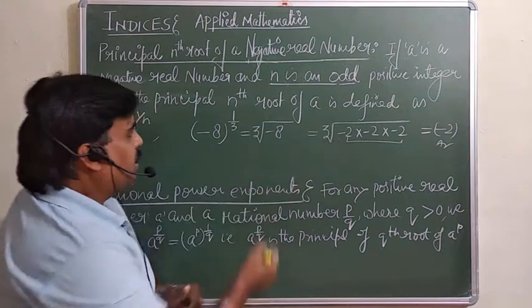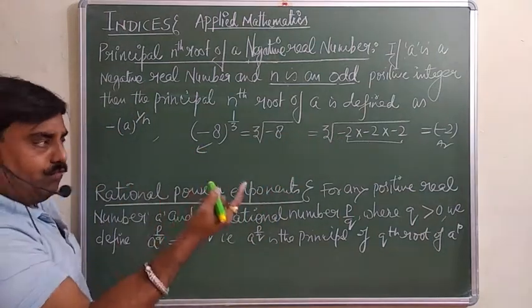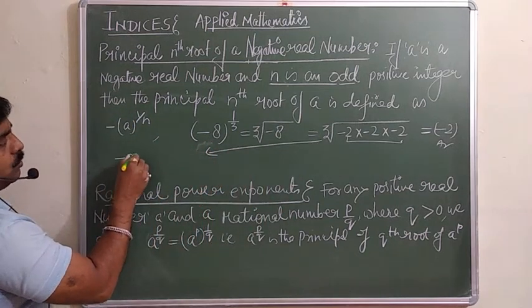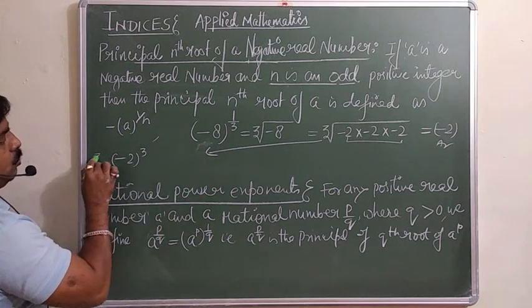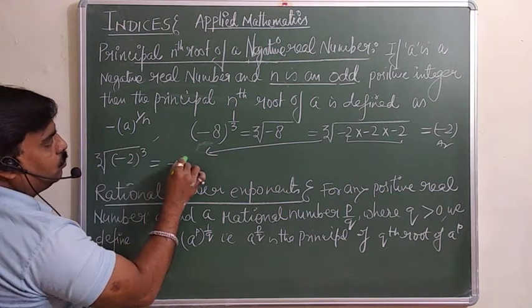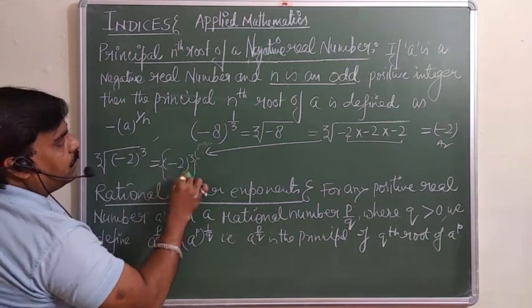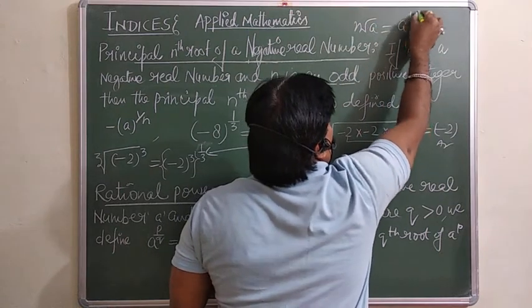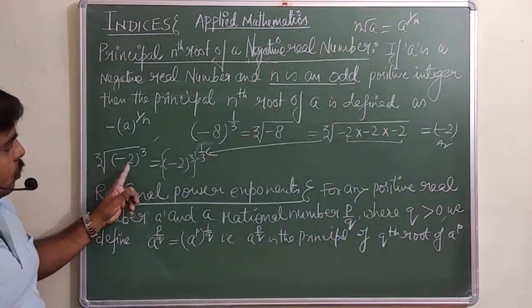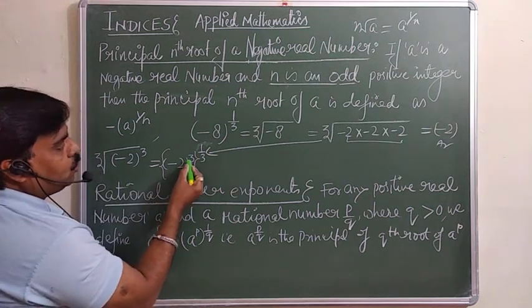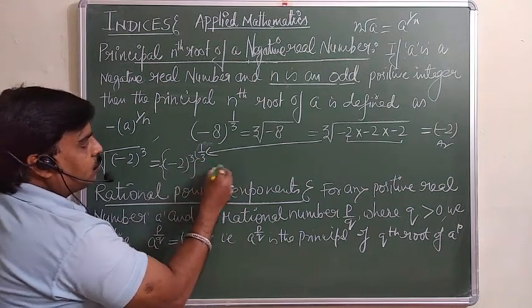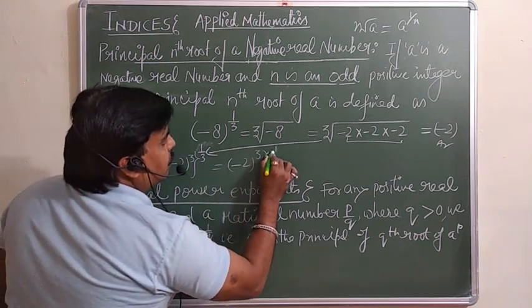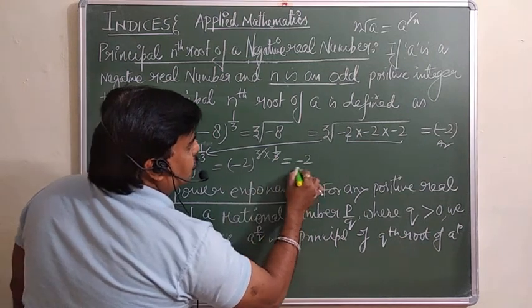What exactly are we doing? This can be written in exponent form. How will we write it? Minus 2 whole raised to power 3, the cube root of this, can be written as minus 2 whole raised to power 3 whole power 1 over 3. Because the nth root of a is a raised to power 1 over n. Same here, the cube root of this. And now we apply a raised to power m raised to power n, so you multiply. So this is minus 2 whole raised to power 3 into 1 by 3. This cancels, so this is minus 2. This is your answer.